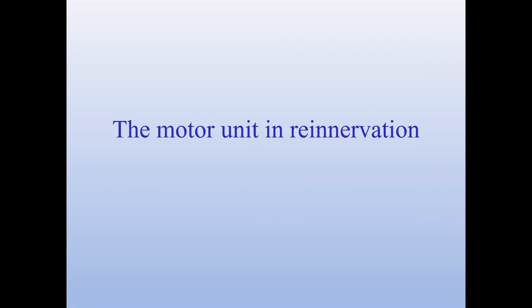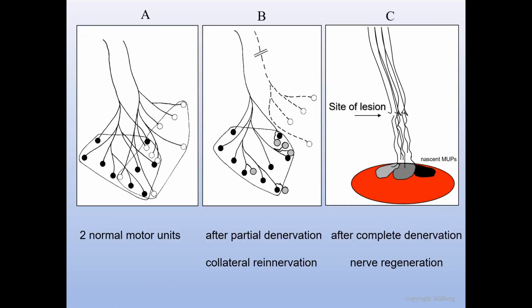I will talk a little about the phenomenon of re-innervation after denervation. Here we have the territories of two motor end plates, one here and one here, indicated with black and white muscle fibers. If we have an axonal damage to one of these axons, we have denervation in these white muscle fibers, and after a short time we start to have collateral sprouting.